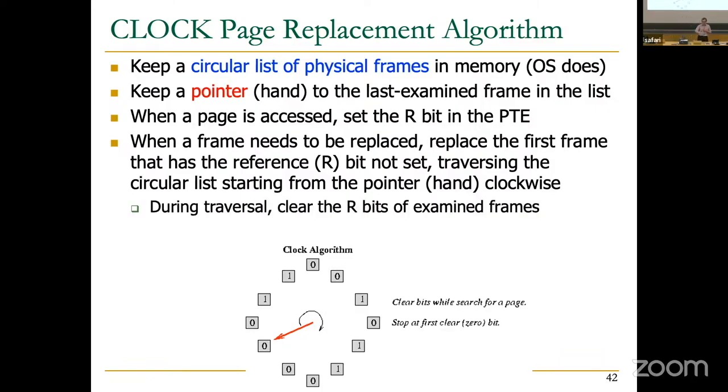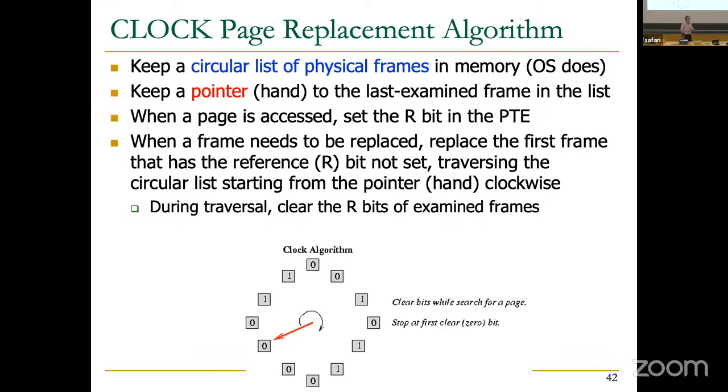So while you're traversing, if you're skipping some page that has been recently accessed, that has a bit set to 1, you set it to 0. Meaning, I've seen this page, it's recently accessed, I'm not going to replace it, but because I have gone through it, I'm going to set it to 0, saying that next time I see it, if it's still not accessed, I'm going to replace it, okay?